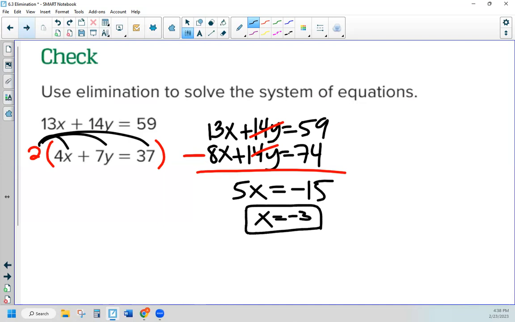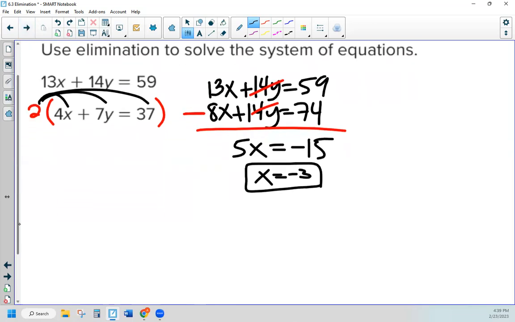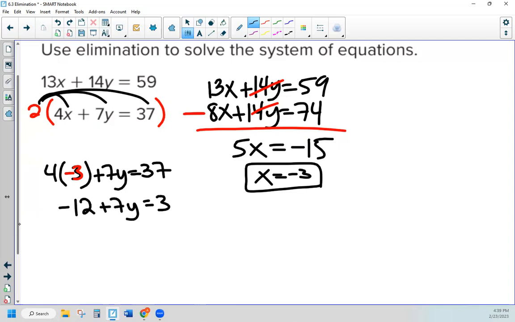Here's the x value for the point where these two lines intersect. Now that we have this, we can grab any of our originals, plug it in, and see what we get for the other value. I'm going to put this in the bottom one, where we have 4 times negative 3 plus 7y equals 37. The 4 times negative 3 becomes negative 12 plus 7y equals 37.